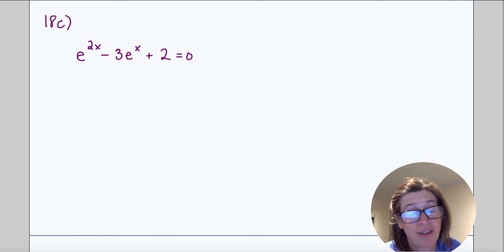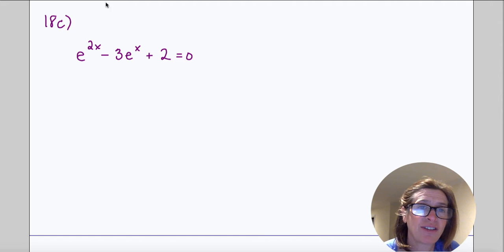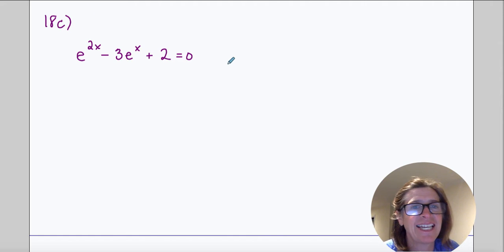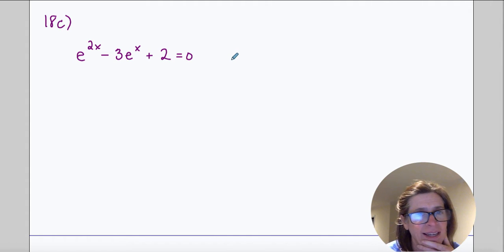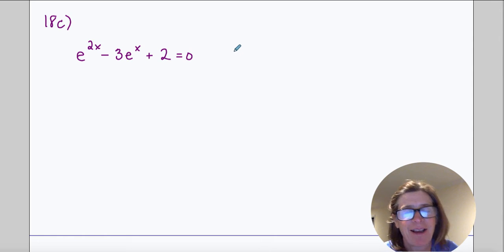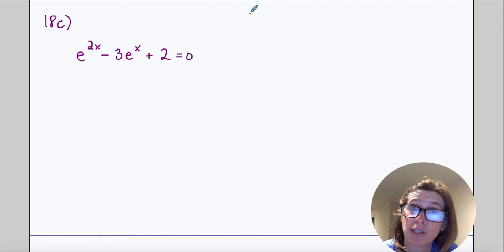Hi everyone, well this is a great problem. It's an equation. It actually says to solve for x, number 18c. And I'm hoping that you're looking at it and saying, gosh, that really looks quadratic, but I don't know what to do with it because it's got e in it. And this would be a great place to use what I showed you earlier this last week, u substitution.